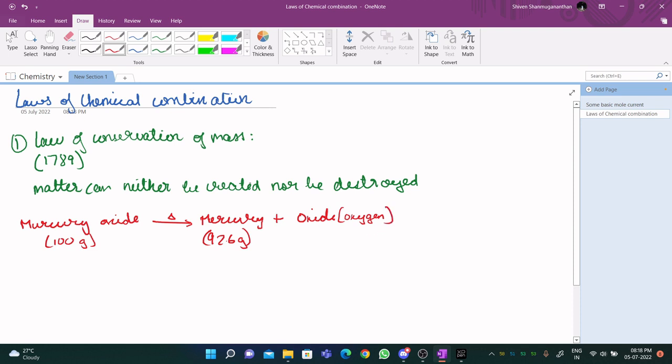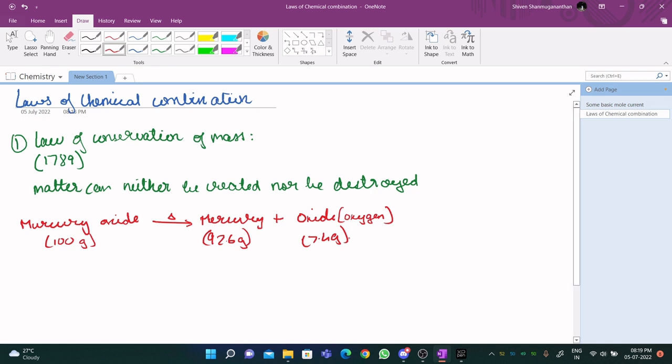According to the law of conservation of mass, total mass in a reaction would be constant. So we can just subtract 92.6 from 100 and we get 7.4 grams. Good. Now, on to law number 2, law of constant proportions.